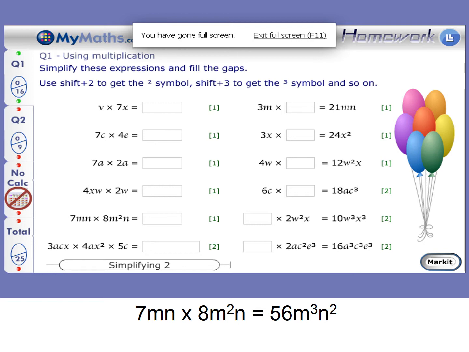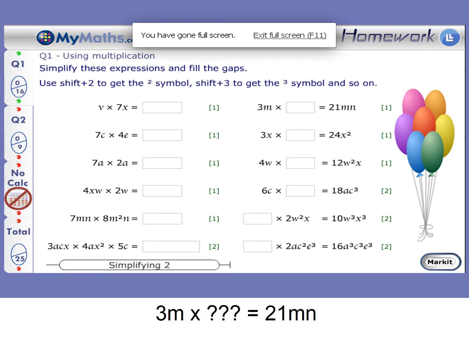A bit further down, look at the 7mn times 8m squared n. 7 times 8 is 56. Then we look at the m's. 7m, I've got 1m there. 8m squared, I've got 2m's there. So I must have 3 m's on the right-hand side, which we write as m cubed. 7mn, I've got an n there. 8m squared n, I've got another n. So I must have 2 n's on the right-hand side. So to balance it, I've got to have 56 m cubed n squared.